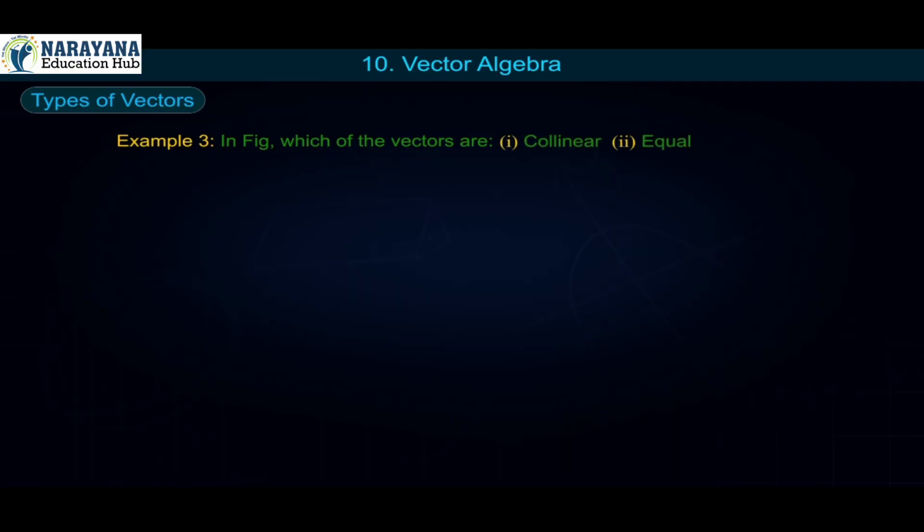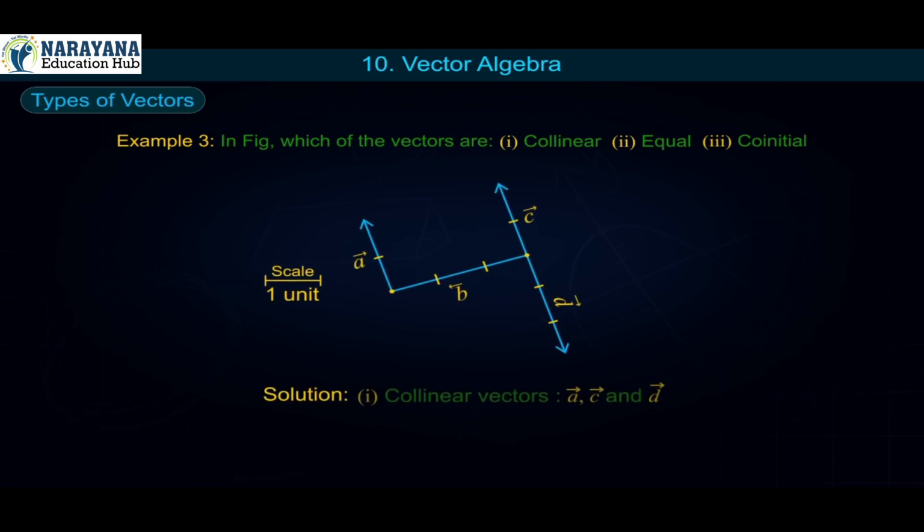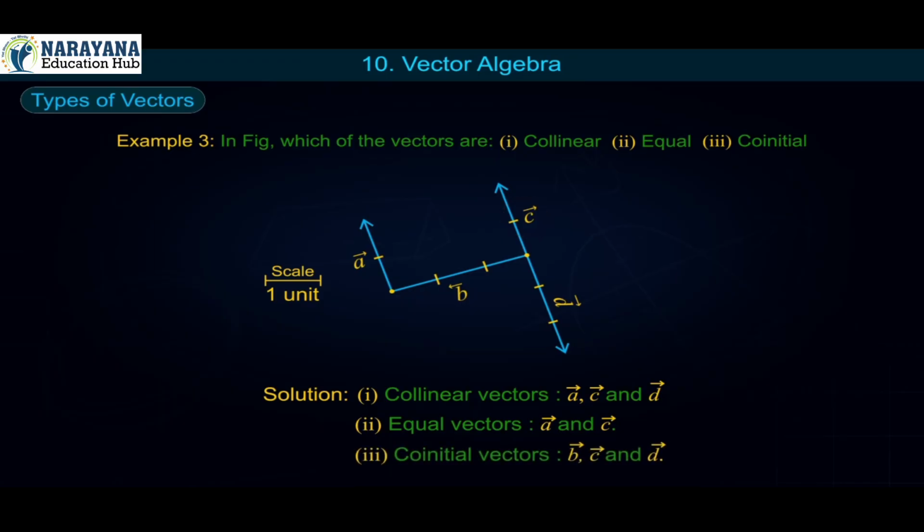Example 3. In the figure, which of the vectors are 1. Collinear, 2. Equal, 3. Coinitial. Solution. Number 1. Collinear vectors: vector A, vector C and vector D. Number 2. Equal vectors: vector A and vector C. Number 3. Co-initial vectors: vector B, vector C and vector D.